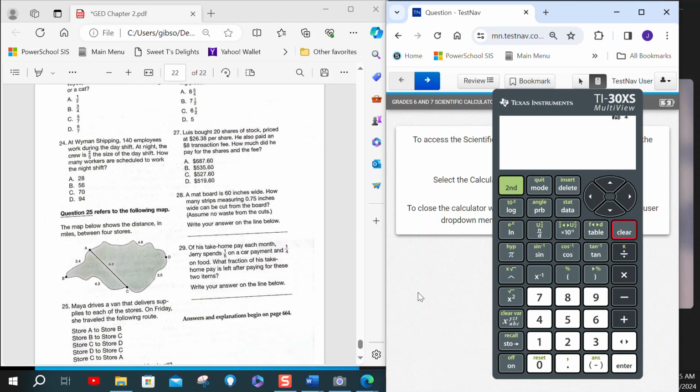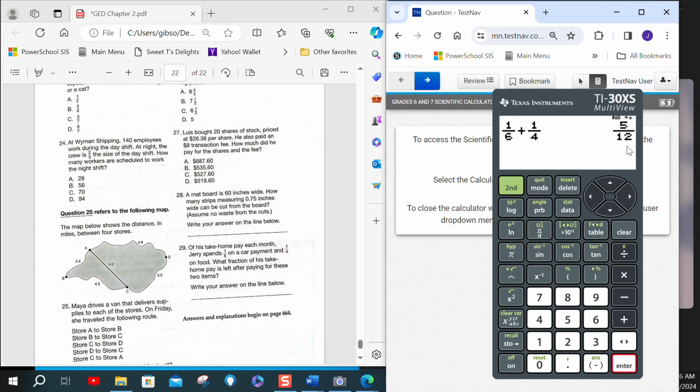It says, of his take-home pay each month, Jerry spends 1/6 on a car payment and 1/4 on food. What fraction of his take-home pay is left after paying for these two items? Write your answer on the line below. Okay, we would do addition here. So it'll be 1/6, 1 over 6, right arrow, plus the fraction 1 over 4. Then we'll press enter. So that gave us 5/12.